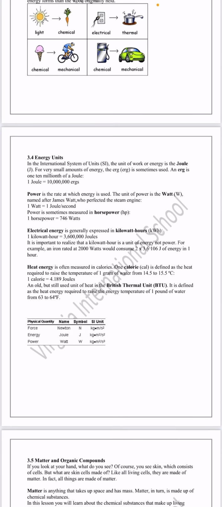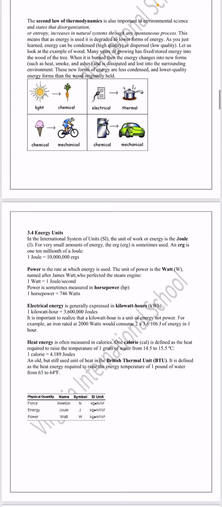The units, you have to be aware of the units. We have the joule for measuring energy, the watt for measuring power, and the newton for measuring force. Electric energy is expressed in kilowatt-hours, and 1 kilowatt-hour equals 3,600,000 joules. Heat is expressed in calories, and 1 calorie equals 4.189 joules. Okay, so this is all you have to know about the energy.